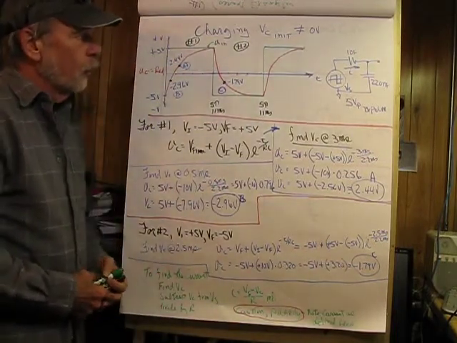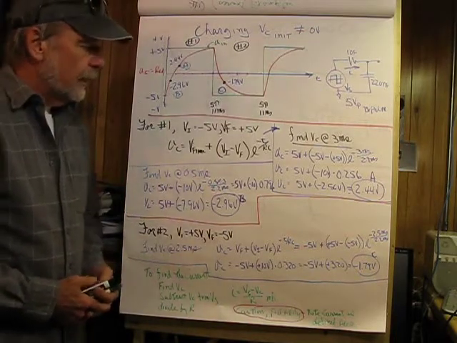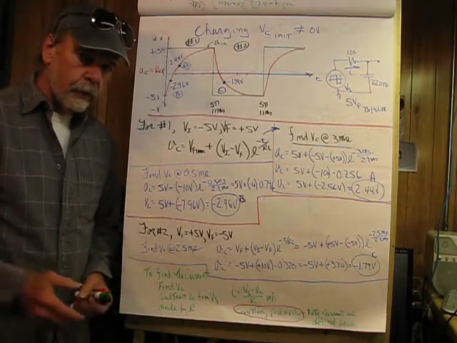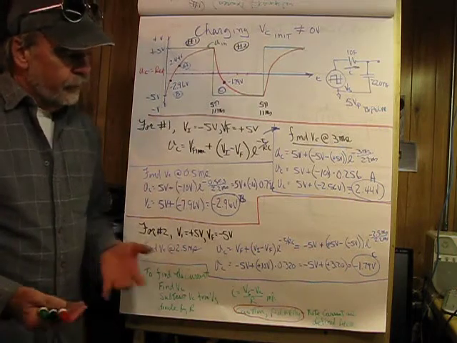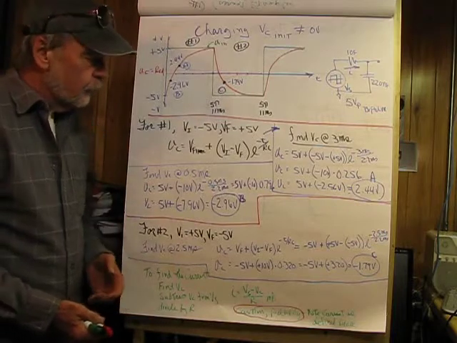What we're going to start with is charging and discharging when the initial capacitor voltage is something other than 0. That very well could be the case. It's not unusual for it to be something other than 0.